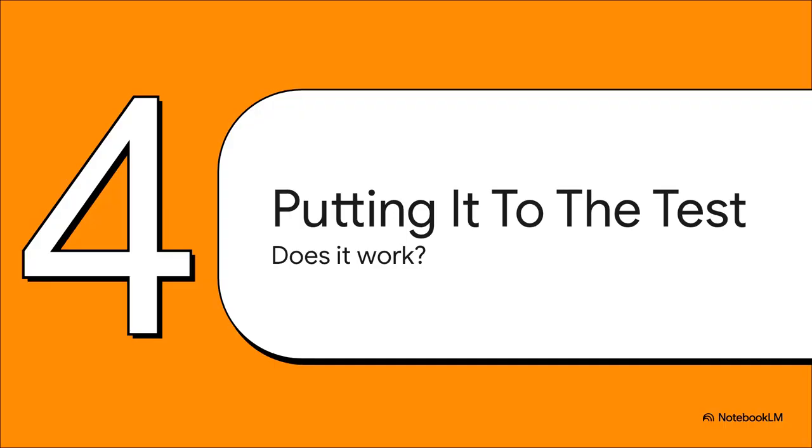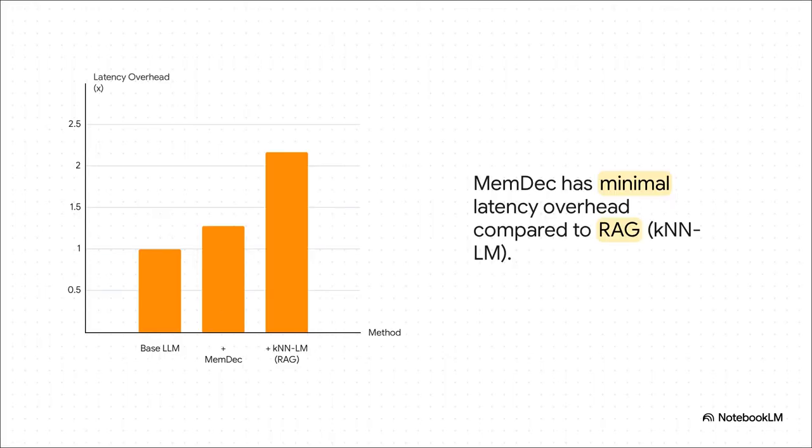Okay, that's the theory, and I gotta say, it sounds almost too good to be true, right? So the real question is, does it actually work in practice? Let's take a look at the data. First up, speed. And this is really telling. If you look at the chart, adding MEMDEC adds almost no overhead. It's just a tiny bit slower than the base model. But now look at the common RAG method. It more than doubles the wait time. This shows it right here. MEMDEC gives you the knowledge without making you wait around.